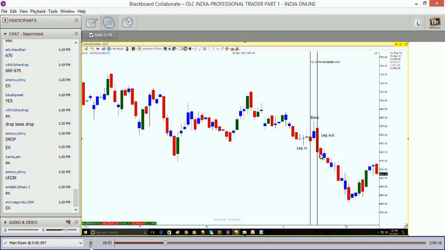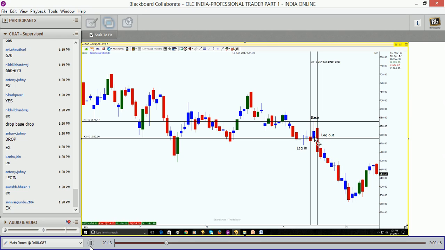Now how do I mark my zone? My supply zone is marked as the highest wick of the highest base, which is this one, and the lowest body of the lowest base. You would agree that this is the lowest part of the body of the base.